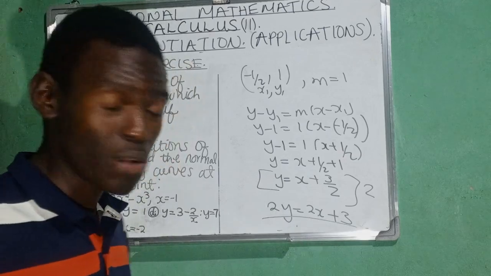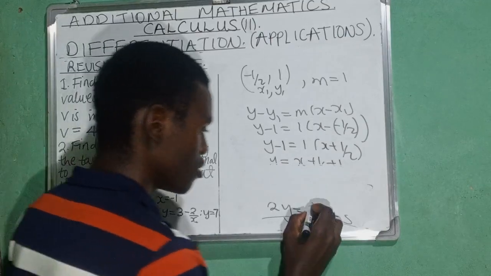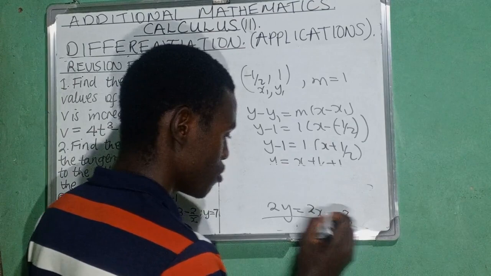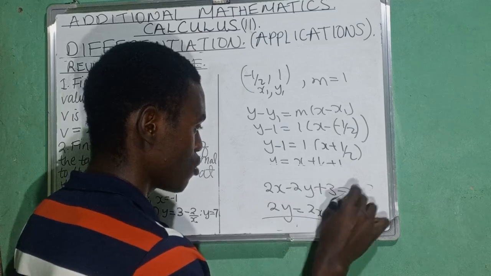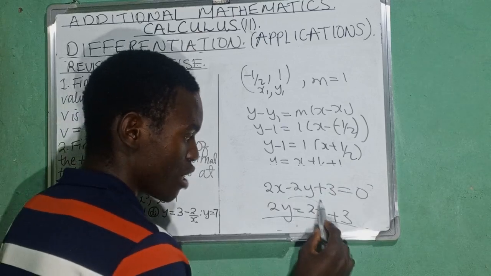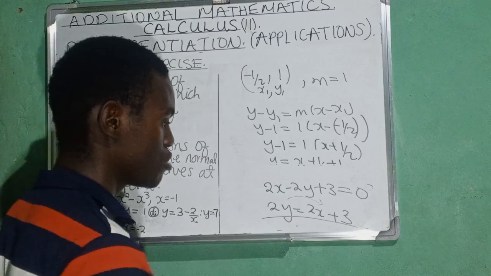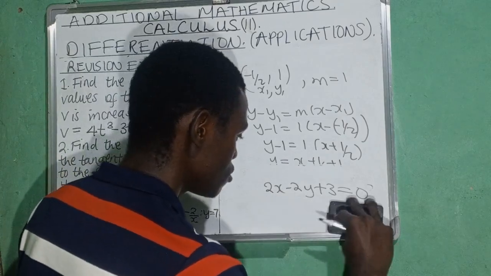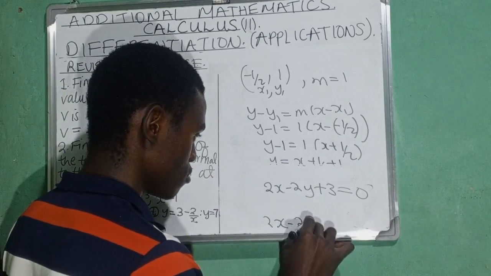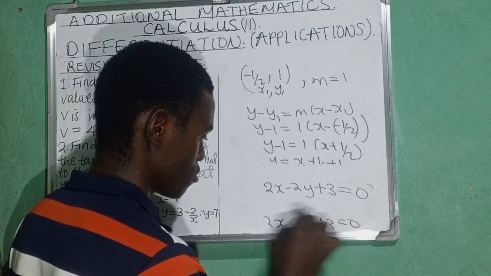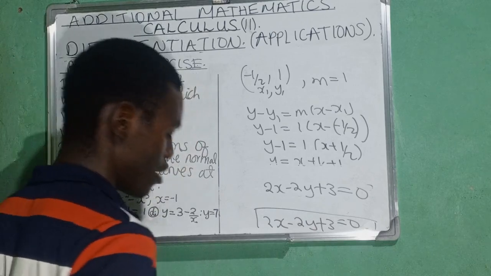So what we are finding is the equation of the tangent. So this is the equation of the tangent. We can leave it like that, or 2x minus 2y plus 3 is equal to 0. I've just simply taken the 2y to the other side of the equation. So that's the equation of the tangent.